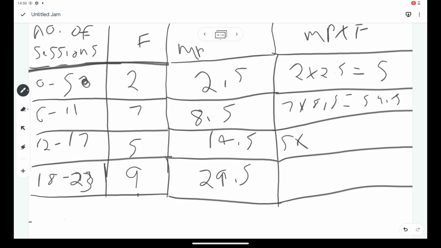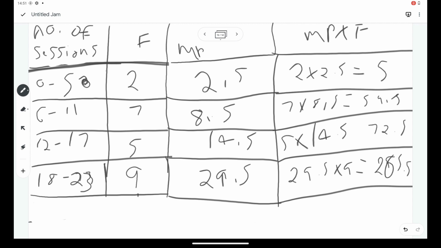So 5 times 14.5. So I'm just using the calculator. 14.5 times 5 is 72.5. 29.5 times 9 equals 265.5.